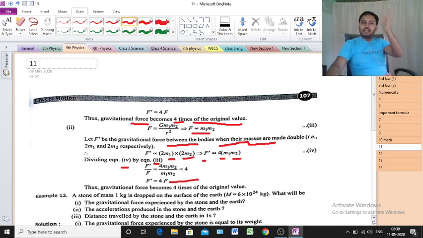What is the meaning? The same meaning. The gravitational force becomes 4 times the original value. Clear? So what was before, it will become 4 times. Is it clear or not? That is a very interesting and important question. Very, very important. Just a little bit of revision.